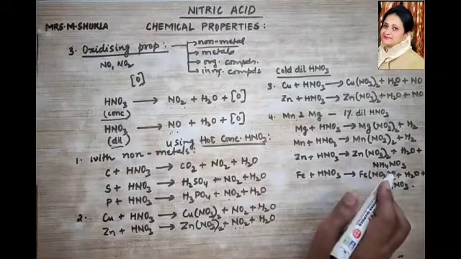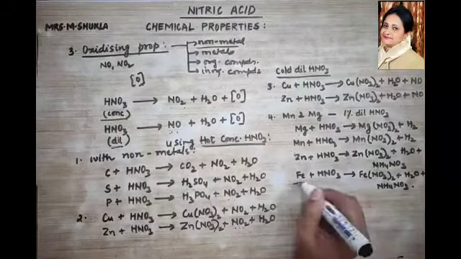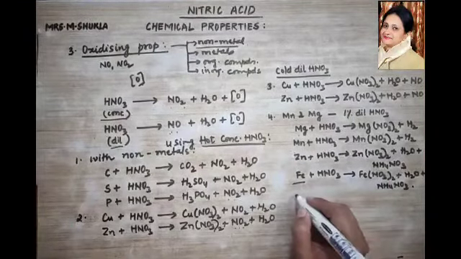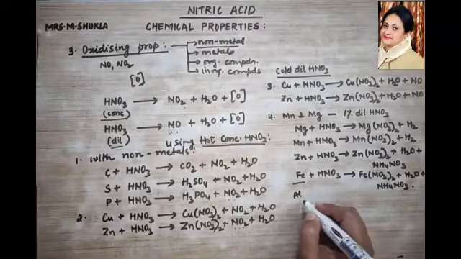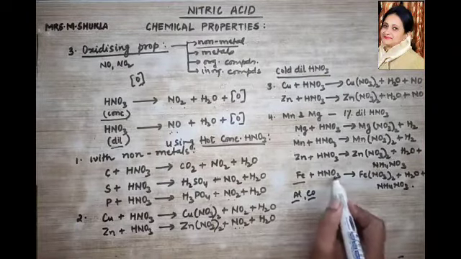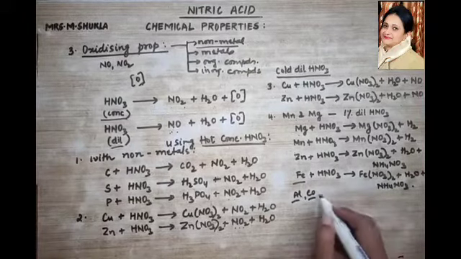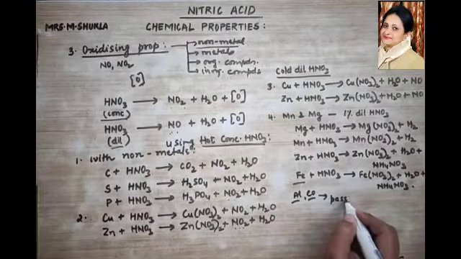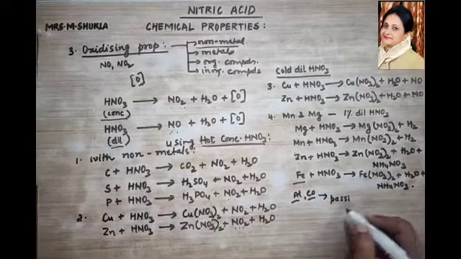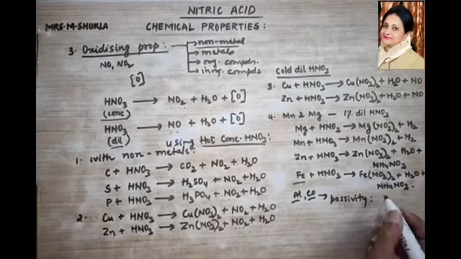Okay, then these metals, you know what I'm talking about, like iron I discussed, like aluminium, like cobalt. These are certain metals which when treated with HNO3, they show passivity. Now you must be wondering, what is passivity? So what is passivity?